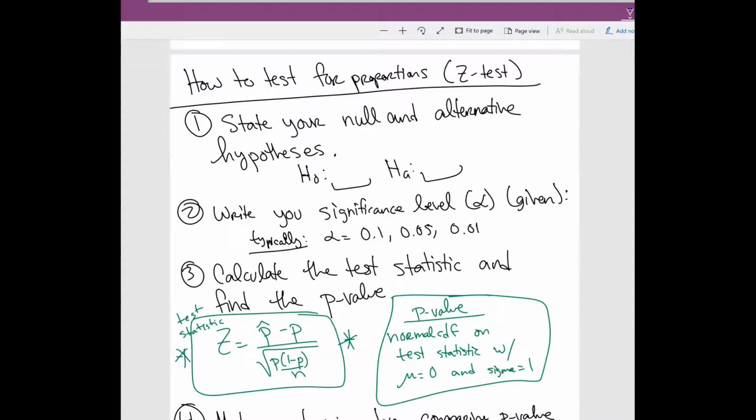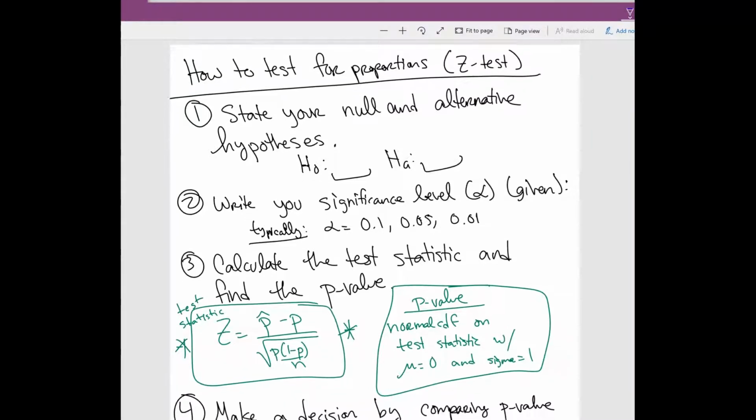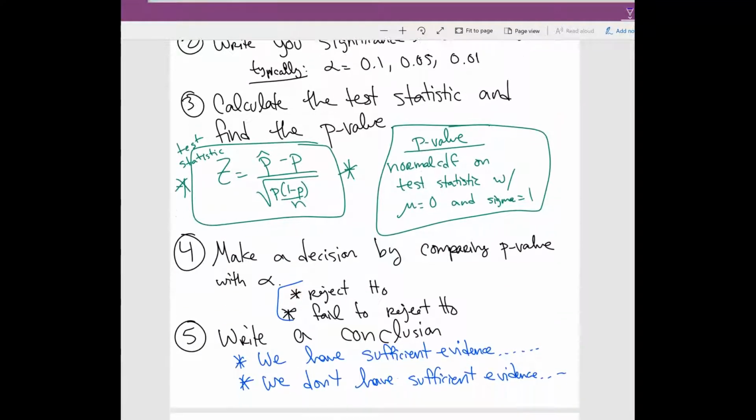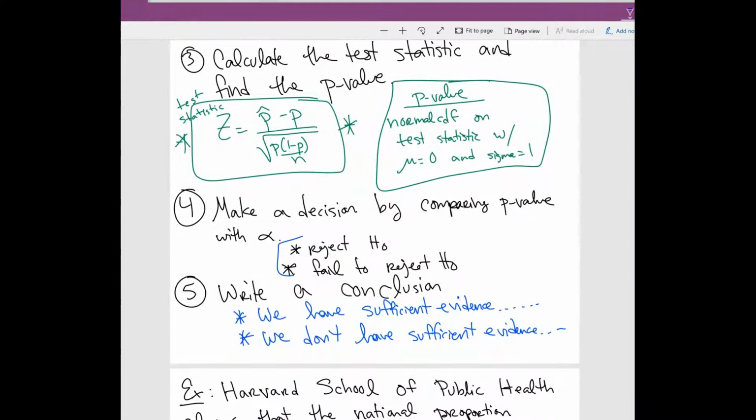So in the previous video, we talked about the steps for the z-test for proportions. So here are the 5 steps, which you probably hopefully have already written down. And now what we're going to do is we're going to do a problem.